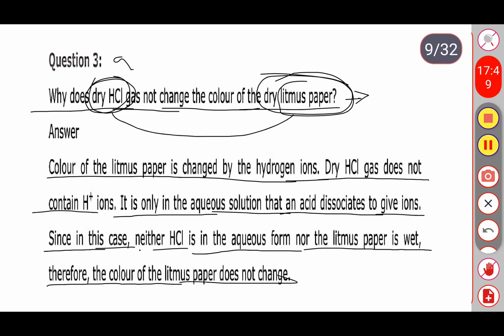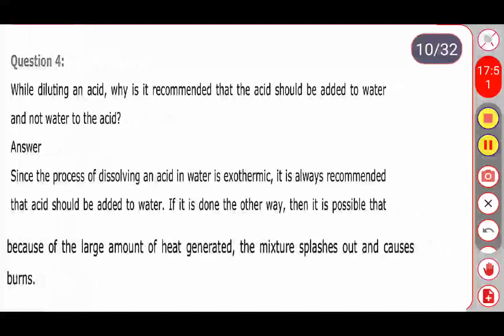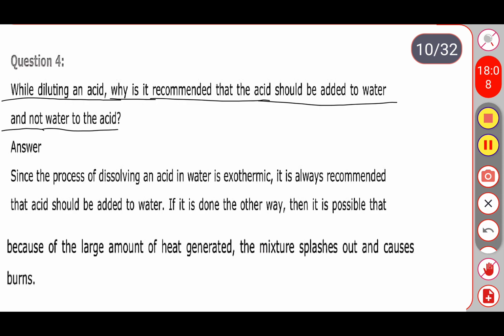Next question: while diluting an acid, why is it recommended that the acid should be added to water and not water to acid? Read the question once again. While diluting an acid, why is it recommended that the acid should be added to water and not water to acid?